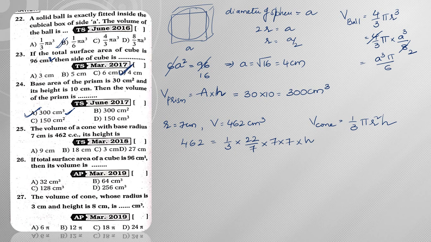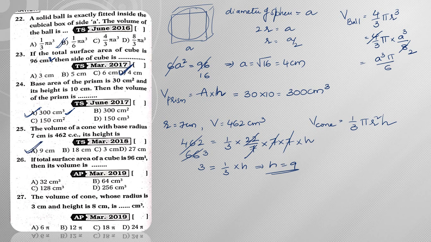Now simplifying these values, what am I going to get? 1 7 gets cancelled with 1 7. Next, in the 7 table, this 462 cancels, 7 6s are 42. Next, 7 6s are 42 again, so this 22 in 66 cancels 3 times. Then on the left hand side I have 3, so 3 is equal to 1 by 3 into h. On cross multiplication, h will be 9 centimeters. Hence the answer is 9 centimeters.